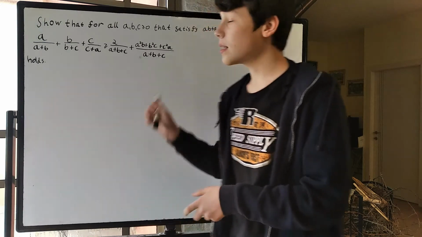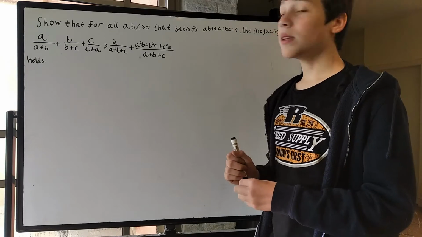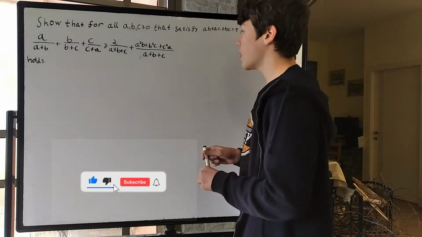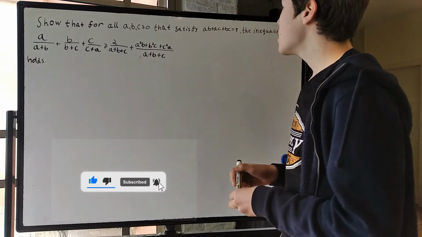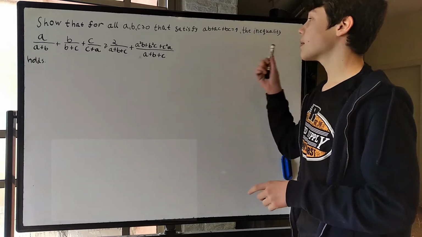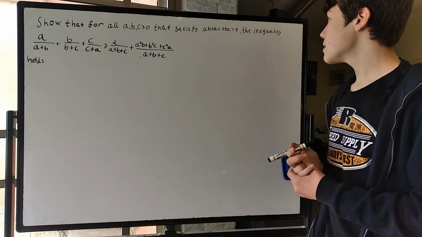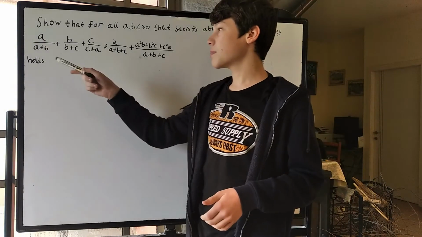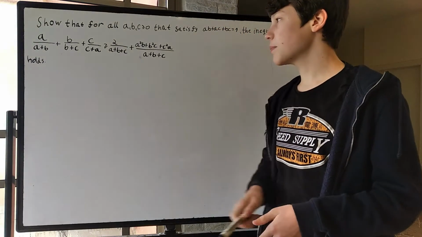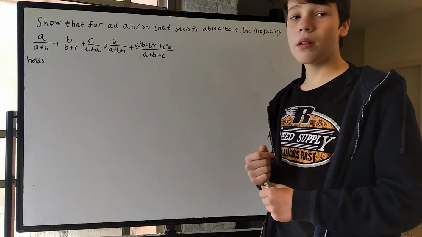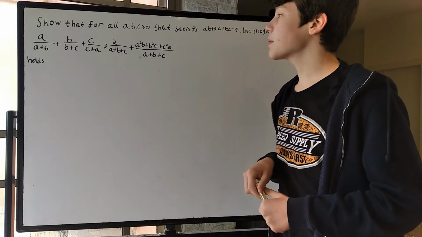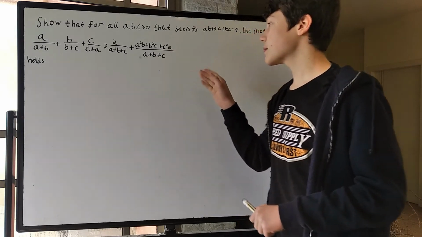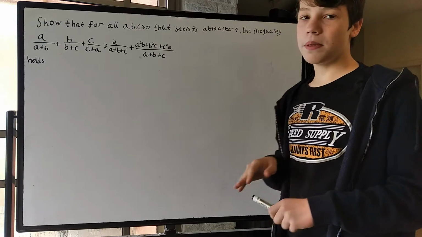Today we're going to look at this inequality. So we need to show that for all A, B, and C that are non-negative, that satisfy AB plus AC plus BC is equal to 1, the inequality A over A plus B, plus B over B plus C, plus C over C plus A is bigger than or equal to 2 over A plus B plus C, plus A squared B plus B squared C plus C squared A over A plus B plus C.